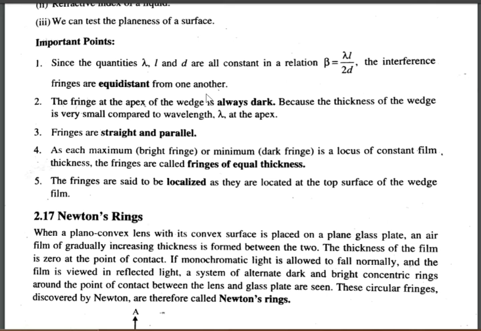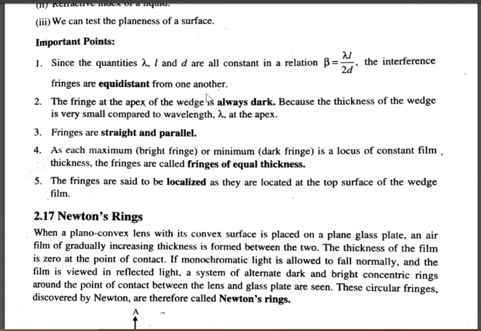And this is the conclusion from the above discussion. If lambda is wavelength, L is length of the wedge film, D is the thickness of the spacer, then fringe width beta is lambda L by 2D. The interference fringes are equidistant from one another. The fringe at the apex of the wedge is always dark. Remember, that's very important.